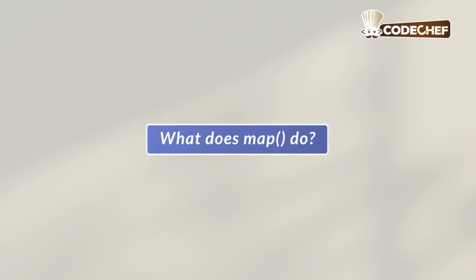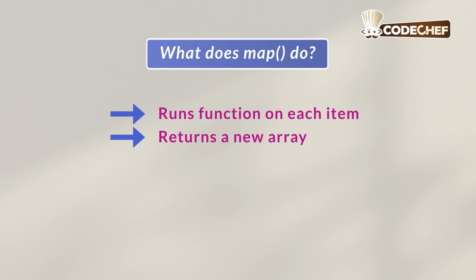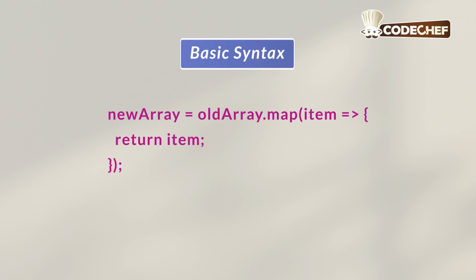So what does the map method do? The map method runs a function on every element of an array. It creates a brand new array using the returned values, and the original array always remains unchanged. So let us look at the basic syntax. This is the basic syntax of the map method. We call the map method on an array and pass a function. Whatever we return from the function becomes a part of the new array.